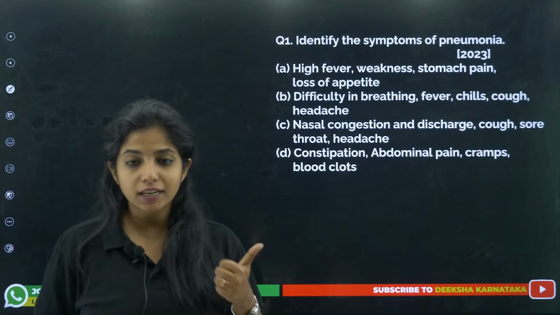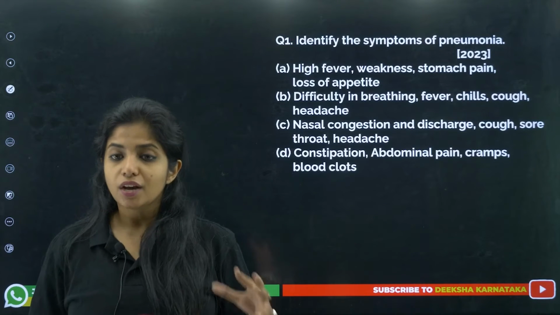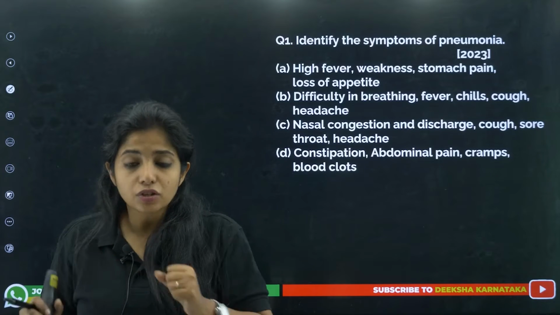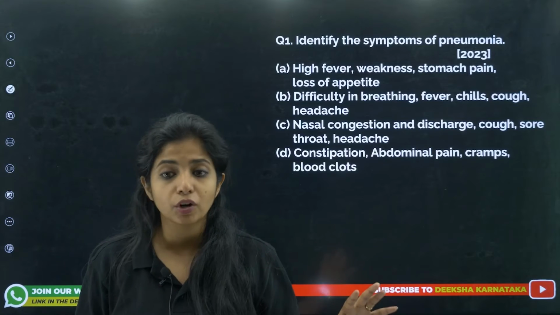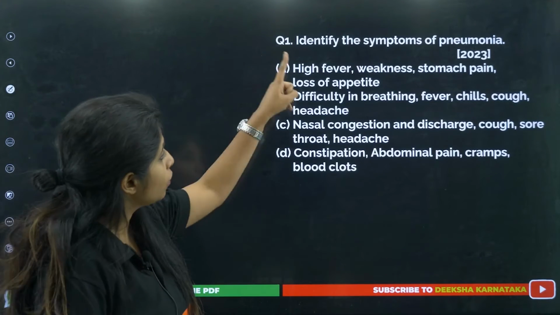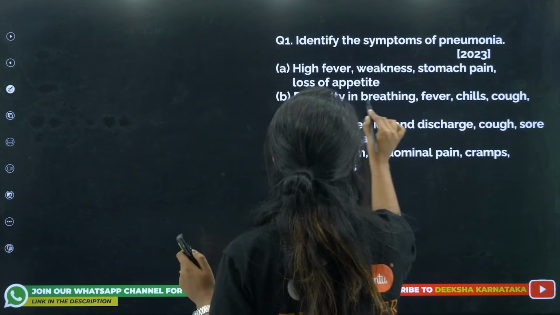So what are the symptoms of this disease? First thing, obviously, if your alveoli is getting filled with mucus, you will find difficulty in breathing, because this is where the exchange of gases is happening. Now the exchange is not happening, that means your blood is not receiving enough oxygen, so definitely difficulty in breathing has to happen. So look for the option that has difficulty in breathing. Over here you see this is the option that has difficulty in breathing.